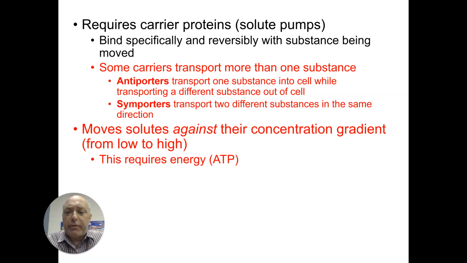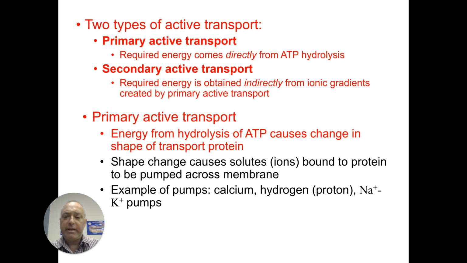Some transporters are antiporters, meaning they move one solute one way and the other solute the other way. Some are symporters, where you have two different substances going the same direction. And these antiporters and symporters require ATP. There are different types of active transport. So when we say active transport, we say it is ATP dependent. It's going to use ATP.